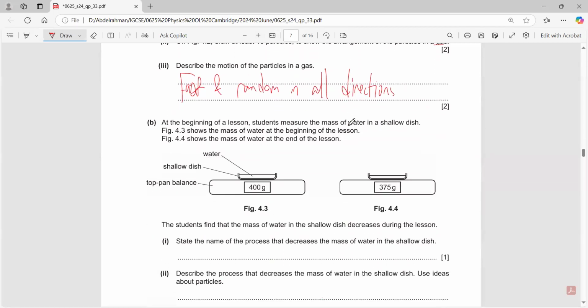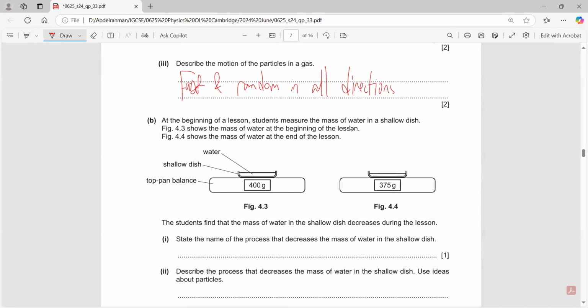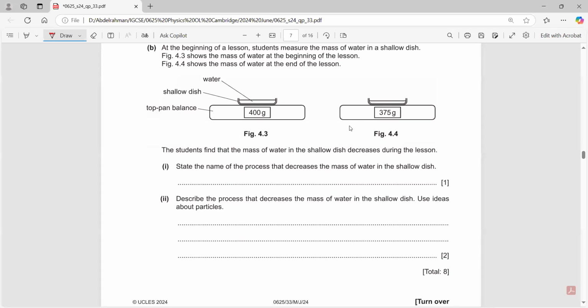At the beginning of the lesson, they had a shallow dish. Figure 4.3 shows the mass at the beginning of the lesson, and 4.4 shows the mass at the end of the lesson. The process is definitely evaporation. Describe the process that decreases the mass of the water in the shallow dish.